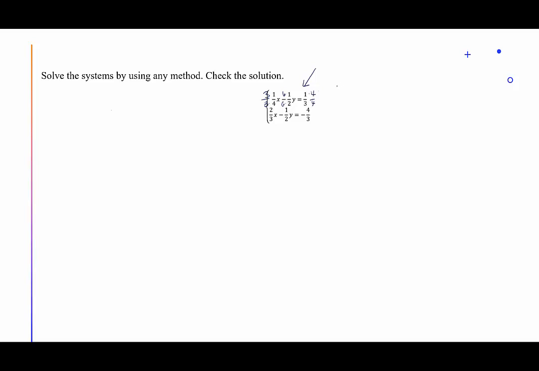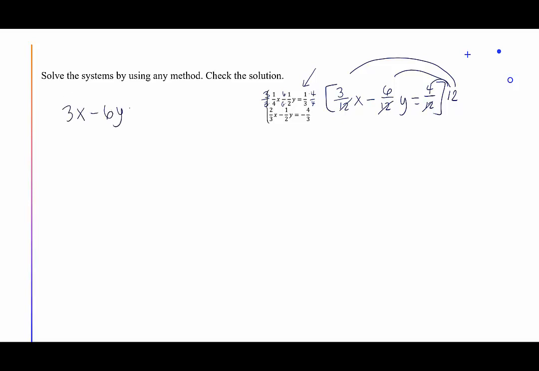And so then what that gives me is 3 over 12 x minus 6 over 12 y is equal to 4 over 12. And then what I can do is multiply this entire equation by 12. And what's going to happen when we distribute the 12 is it's going to cancel out all these 12s in the denominator, leaving behind 3x minus 6y is equal to 4.